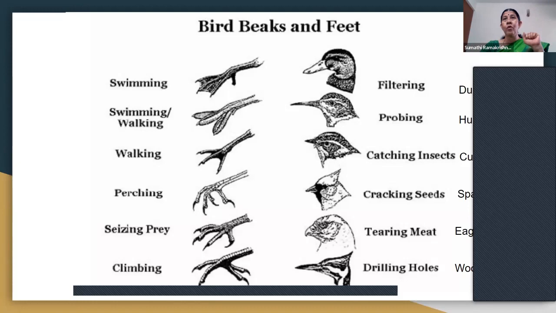Now when you talk about beaks, I think you get an idea how you are going to talk about it, because it's given there. Filtering, for water birds, according to their food. They take it and it's filtered. Then this is for probing, to take the worms, and for nectar.